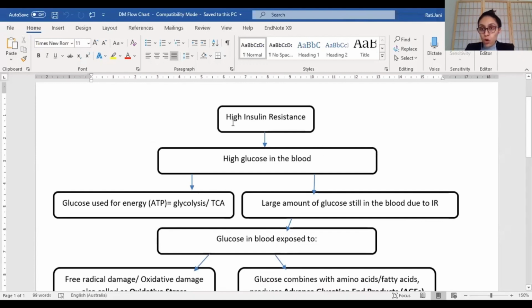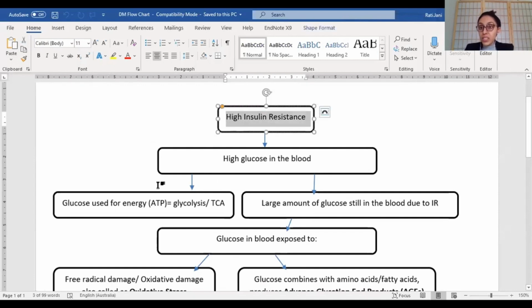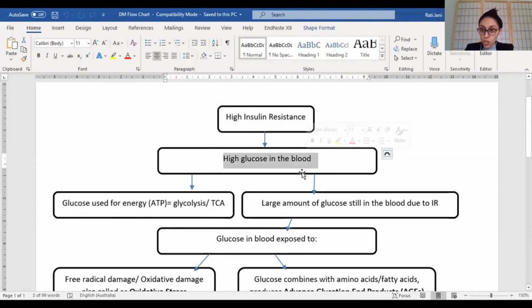Okay. So now we'll go over this. You have high insulin resistance. This is because the individual is diabetic. Okay. So now the question is opposite. You have a diabetic individual. In a diabetic individual, obviously you have high insulin resistance. When you have high insulin resistance, what does this mean? It means the glucose levels in your blood are high. Okay. High blood sugar level. All right. Hyperglycemia. Because of high insulin resistance, you have hyperglycemia, high blood sugar level.